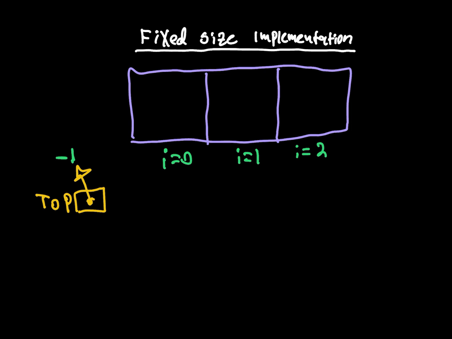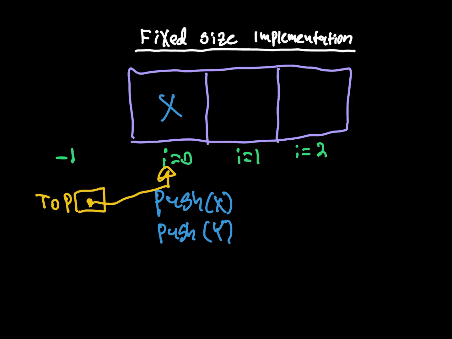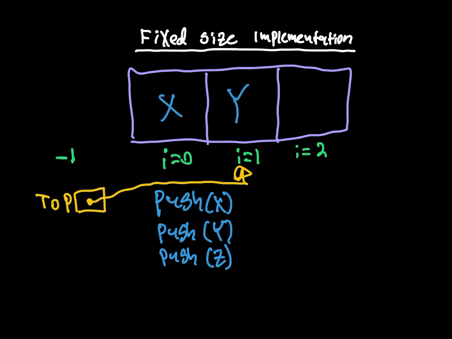All right, if we wanted to push X, we would update top to point to index 0, and we would push X. If we wanted to push Y, again, update top to the next index, and now we can have Y. If we wanted to push Z, we would once again update top, have it push to the next index, and we could have Z.